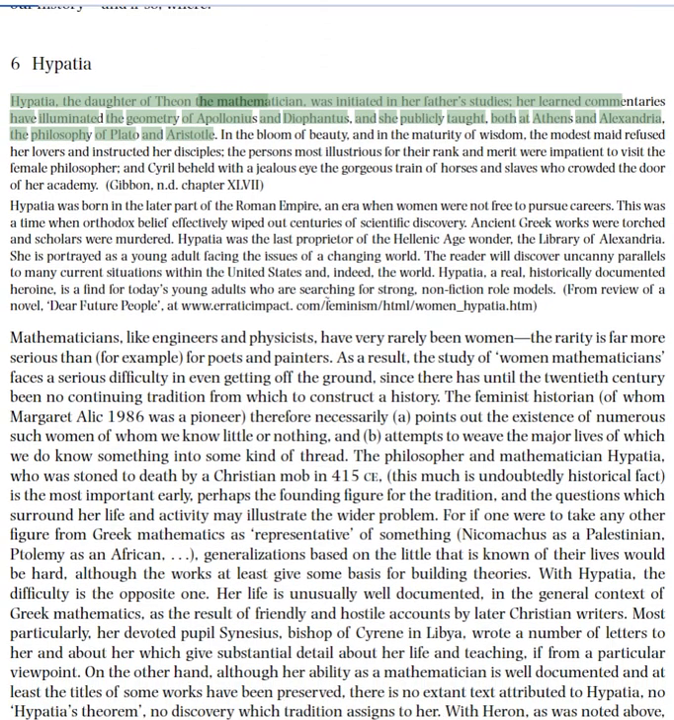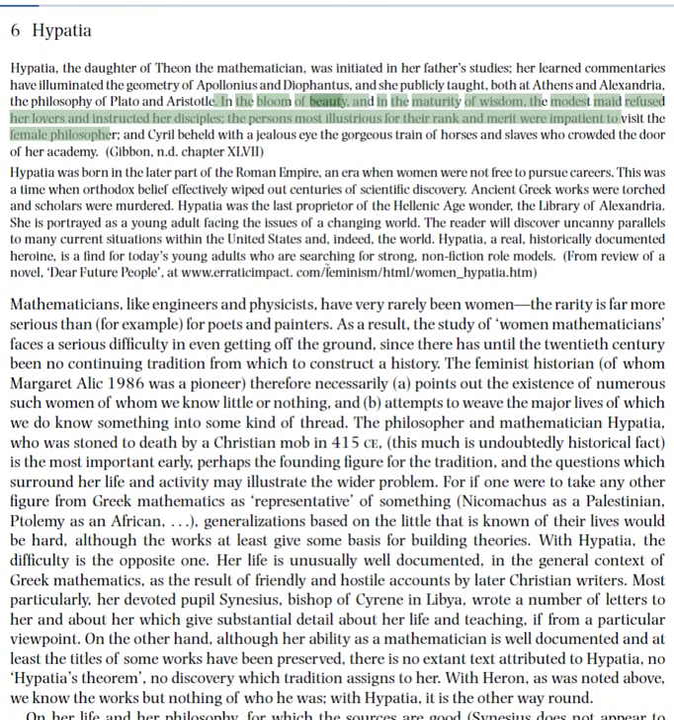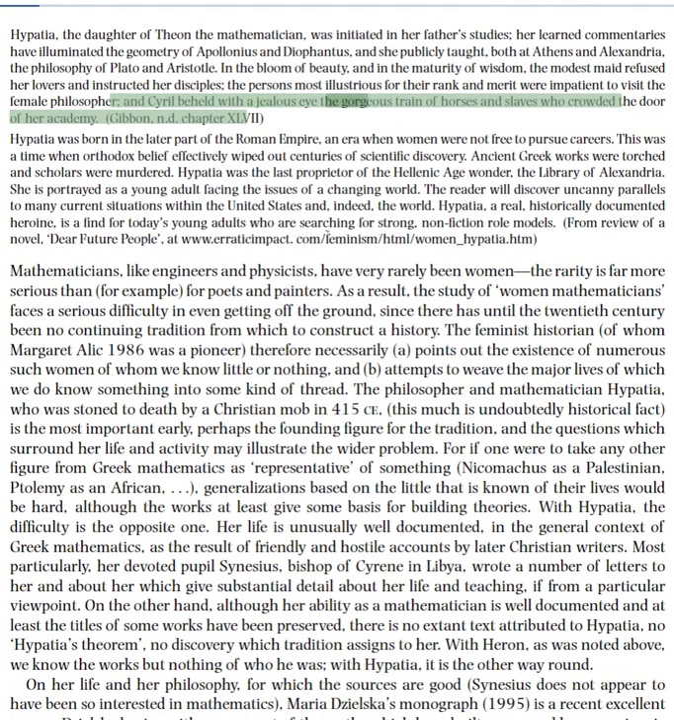Hypatia, the daughter of Theon the mathematician, was initiated in her father's studies. Her learned commentaries have illuminated the geometry of Apollonius and Diophantus, and she publicly taught, both at Athens and Alexandria, the philosophy of Plato and Aristotle. In the bloom of beauty, and in the maturity of wisdom, the modest maid refused her lovers and instructed her disciples. The persons most illustrious for their rank and merit were impatient to visit the female philosopher. And Cyril beheld with a jealous eye the gorgeous train of horses and slaves who crowded the door of her academy.